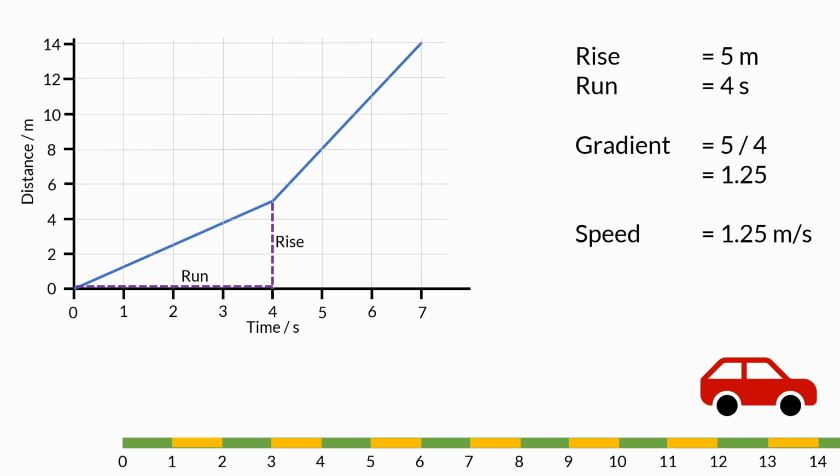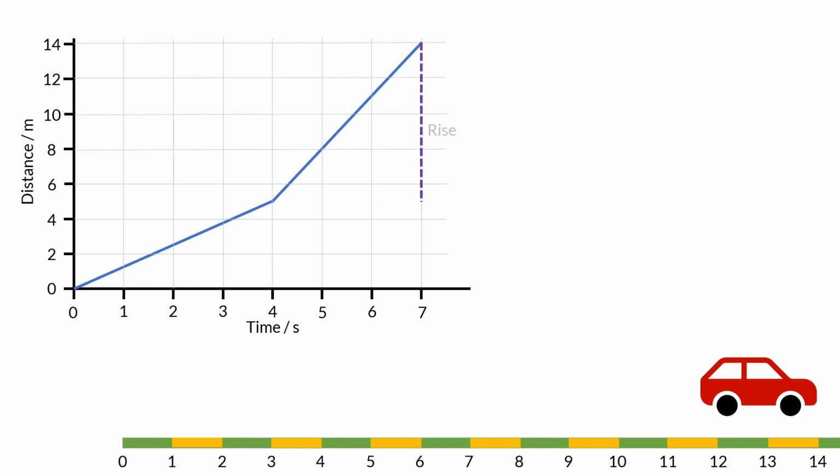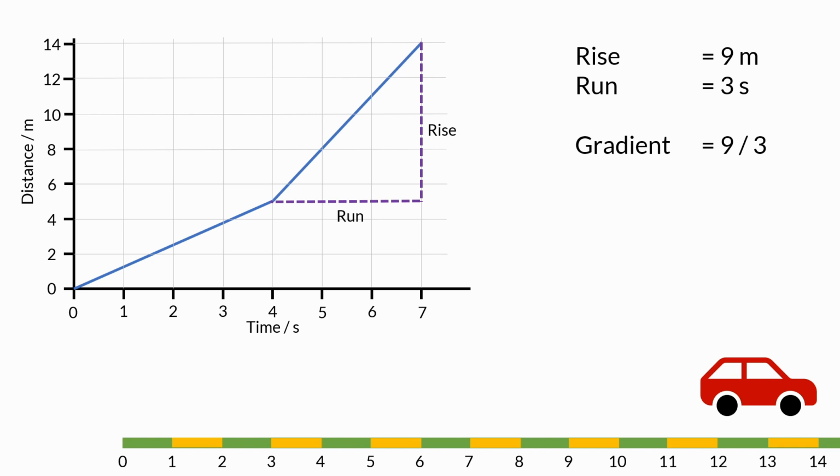We can apply the same technique to the following 3 seconds. We've got a rise and we've got a run. The rise is 9 meters this time, from 5 up to 14. The run is from 4 to 7, so that's 3 seconds. Gradient equals 9 over 3, rise over run, equals 3 meters per second. So for the first part of the journey, the car travelled at 1.25 meters per second, the second half of the journey at 3 meters per second. So the graph allows us to get a lot more detail about the actual specifics of the journey.